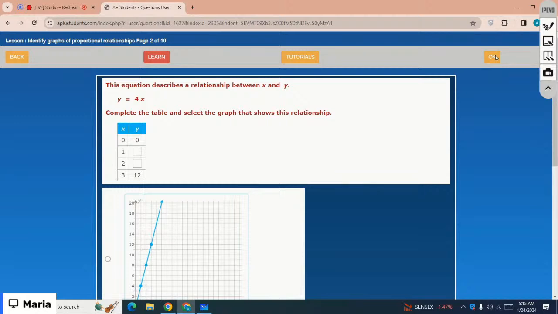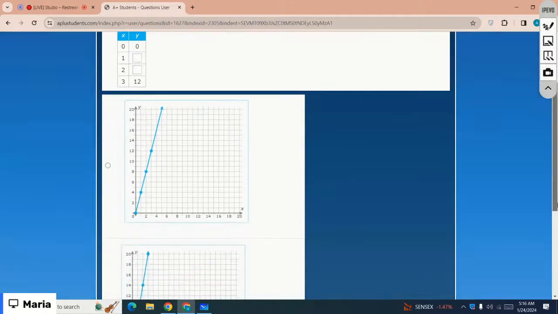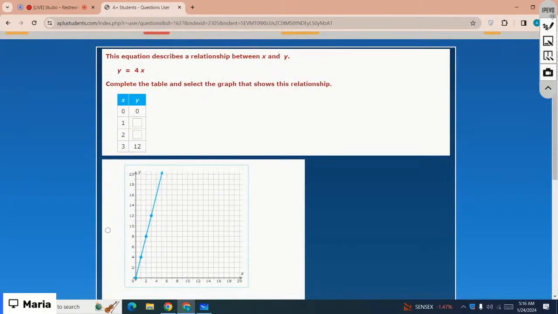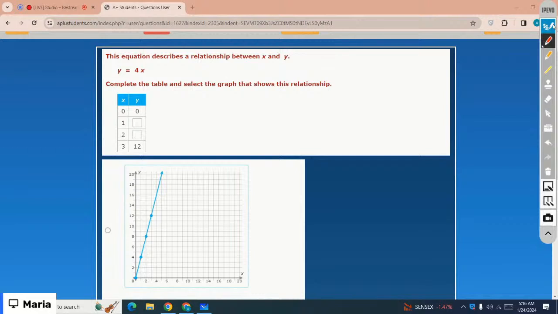This equation describes the relationship between x and y, and the equation is y equals 4x. Complete the table and select the graph that shows the relationship. Okay, so let's just complete the table first, then we'll identify the graph, right? Y equals 4x. You have to evaluate for x equals 1, right? So that is 4 times 1. 4 times 1 is 4. So here you have 4, right? Then x is 2. You have to do 4 times 2. 4 times 2 is 8. So here you have 8, right?